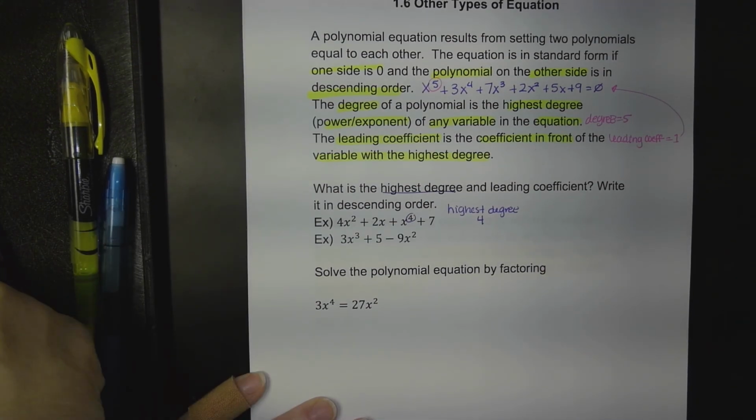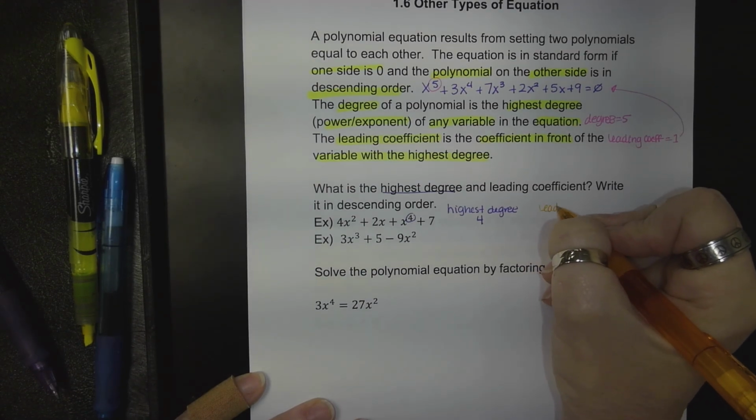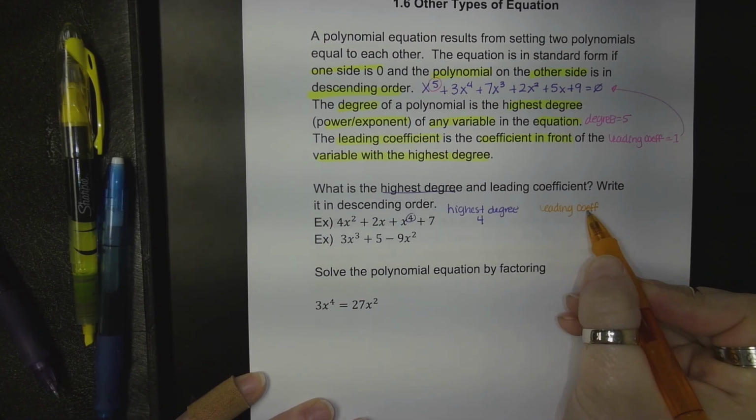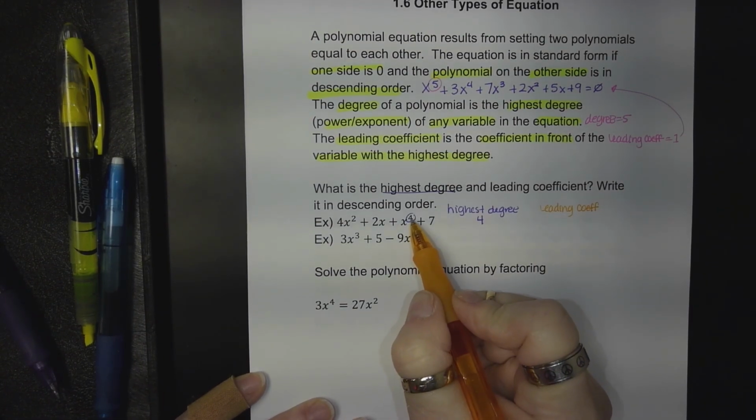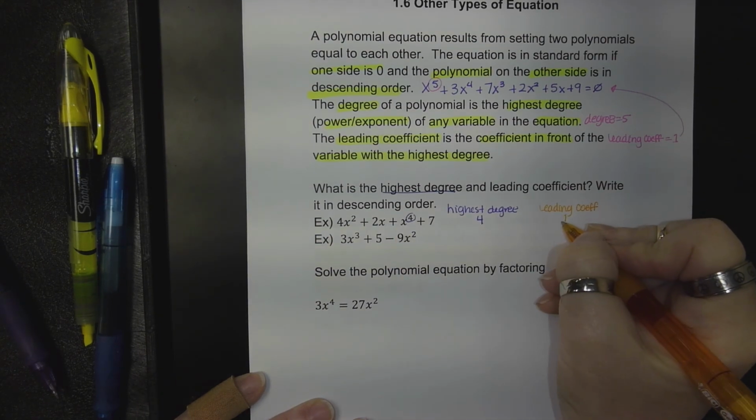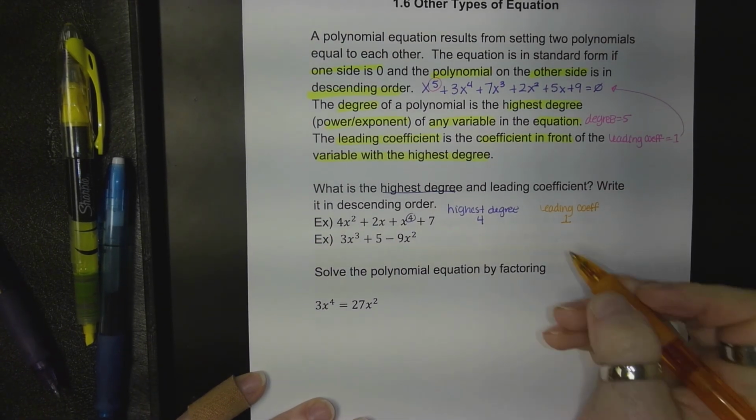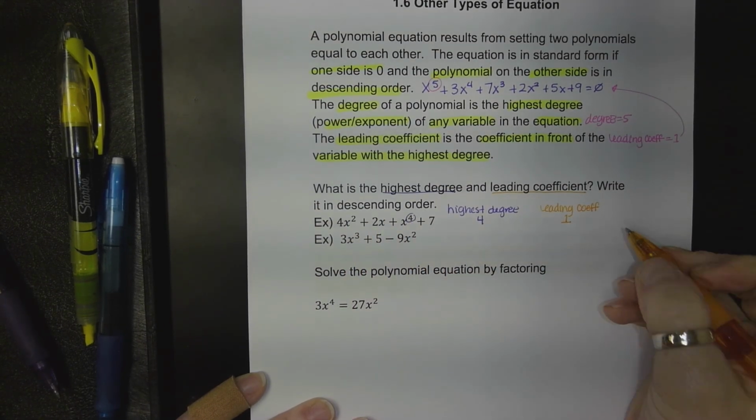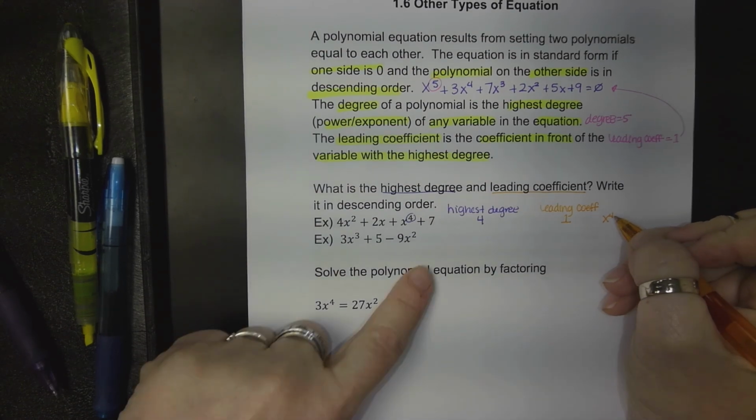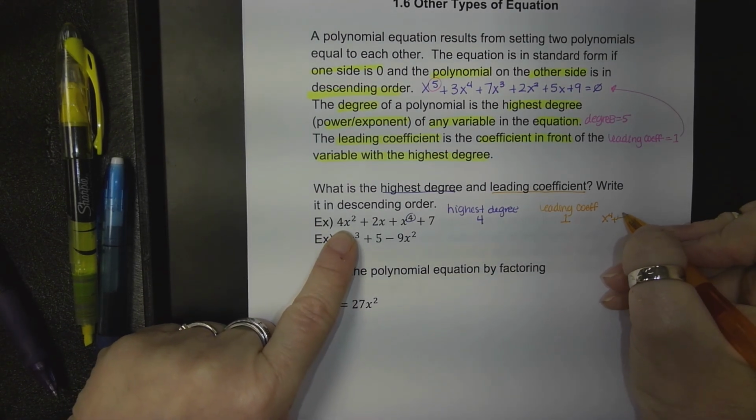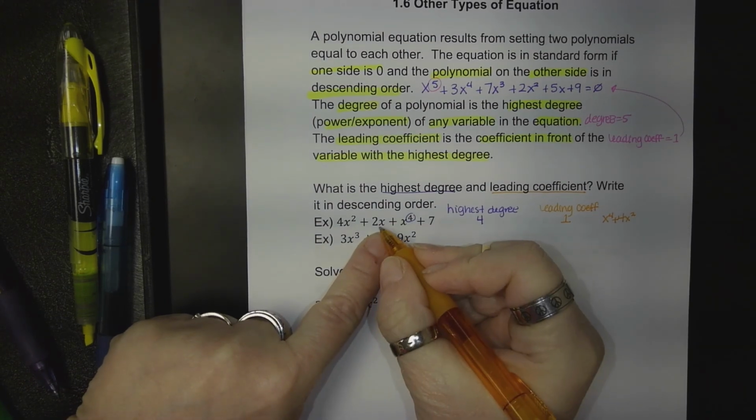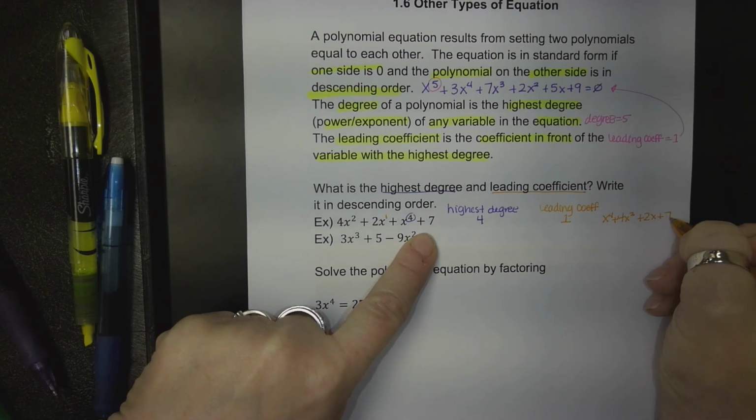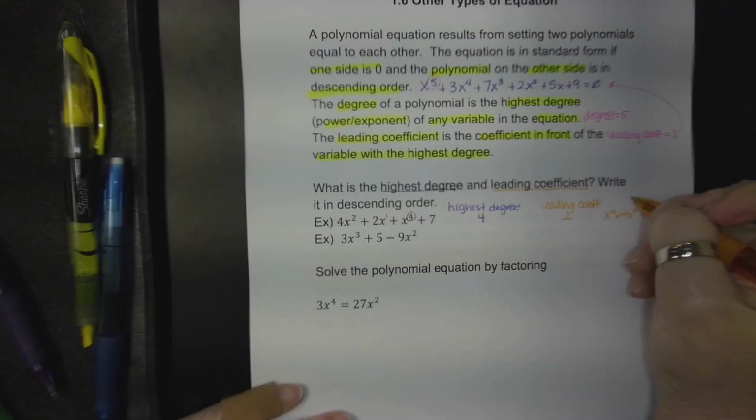And then let's look for our leading coefficient. Our leading coefficient is always in front of our variable with the highest exponent, so it would be 1. And now to write this in descending order, we would write our highest exponent first, so it's going to be x to the 4th. And then we look for our next highest, which would be plus 4x squared. Our next would be with the 1 exponent, so plus 2x, and then plus 7. So this would be our descending order.